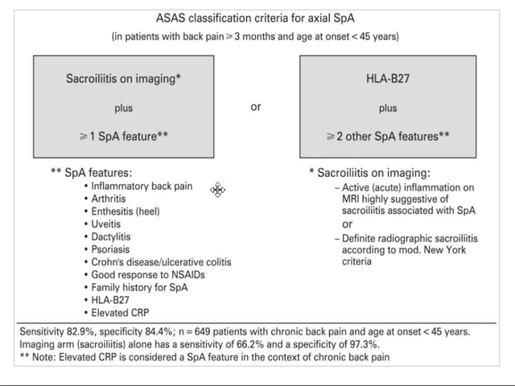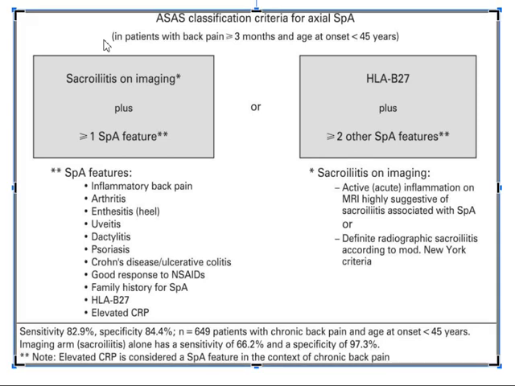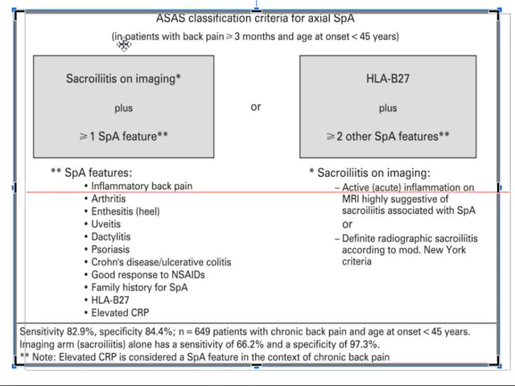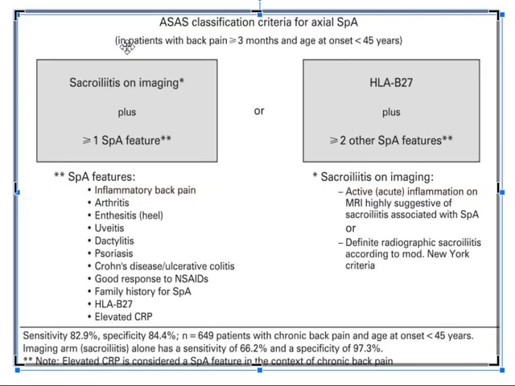This is the classification criteria for axial spondyloarthropathies. This should be applied only in patients with back pain which is present for greater than or equal to 3 months and age of onset is less than 45 years. Remember this point. This is the most important point.